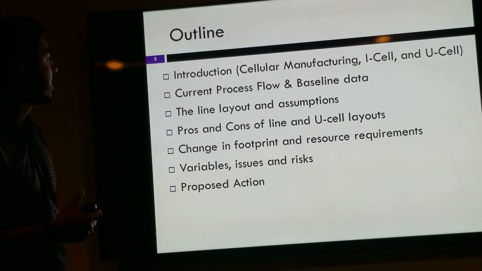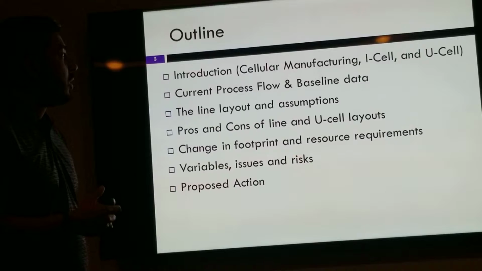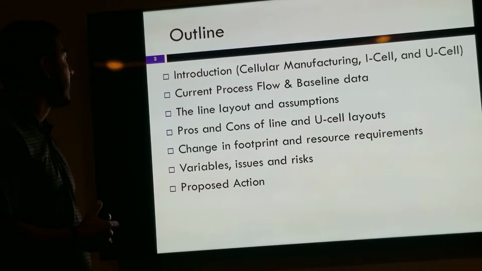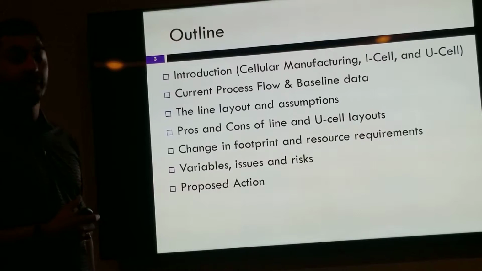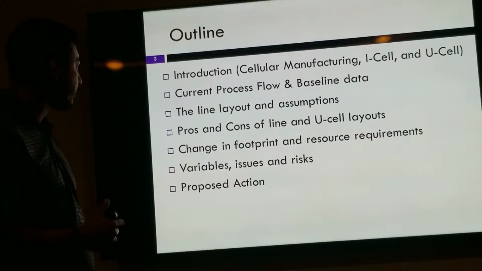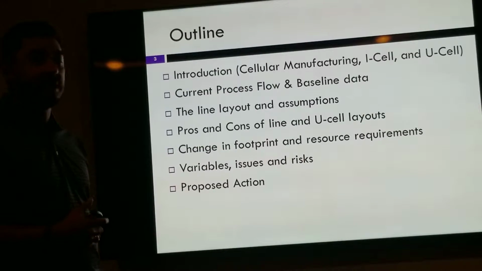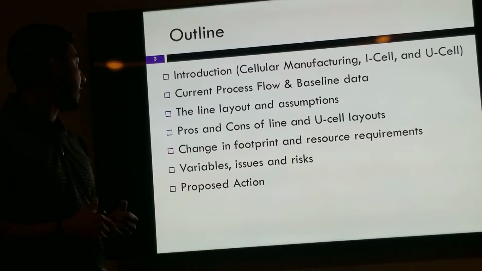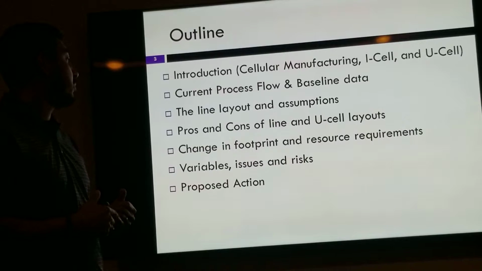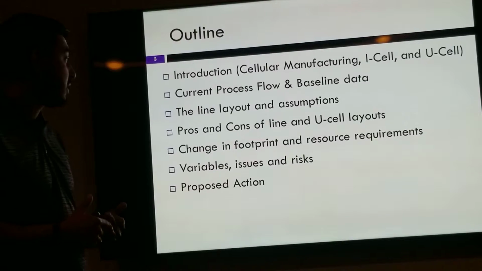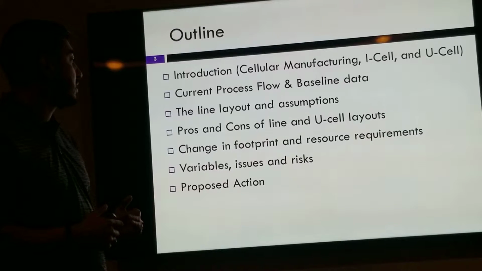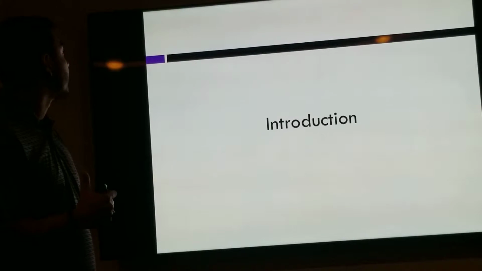So the outline that we'll discuss today is our introduction. What is cellular manufacturing? We'll talk about I cells, we'll talk about U cells. We're going to talk about current process flow and our baseline data. We'll talk about the line layouts and the assumptions. Pros and cons of line and U cell layouts. We'll talk about variables, issues, and risk with changing or staying the same. And we're going to talk about proposed actions. And let's get into it.